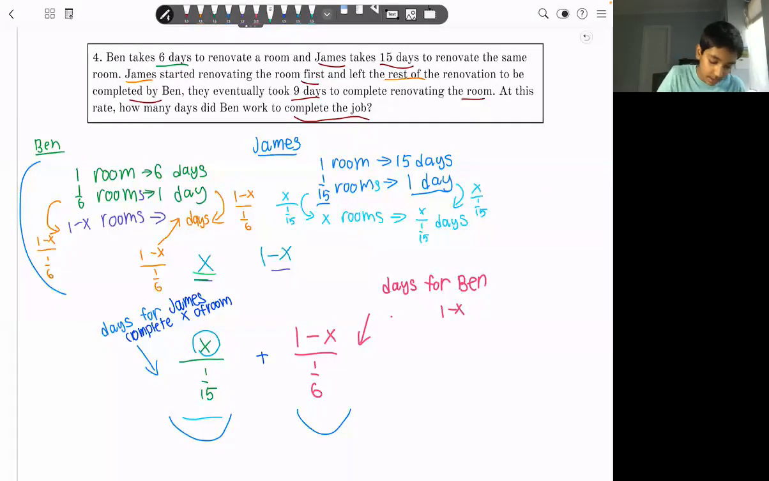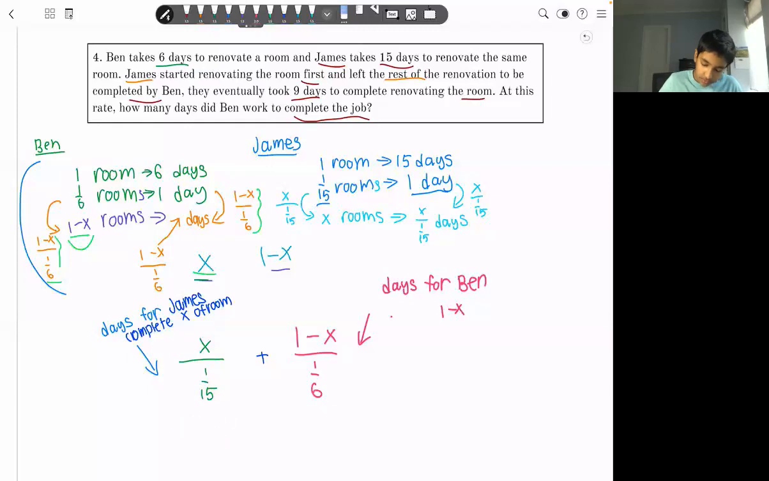Because the idea here is, in order to do 1 minus X rooms, he gets this much fraction in order to get that many days. So we multiply that to both sides. Because 1 minus X rooms can be done, you just multiply it by this fraction here. And the same thing on this side. To get 1 day, we multiply by this fraction to get the amount of days it will take to complete 1 minus X rooms. And then the same thing here. I'll explain more of it at the end of the problem.